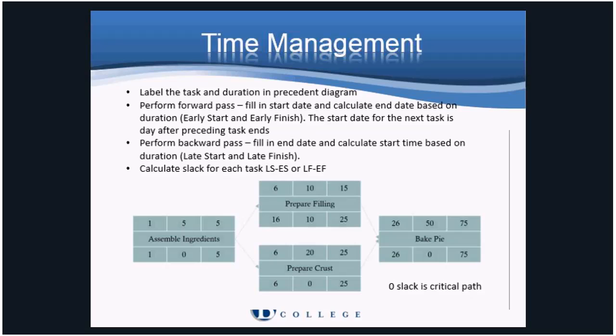We'll start with assemble ingredients and put our early start as 1 minute. If it takes 5 minutes to complete, it ends at minute 5. For the next 2 tasks, they can both be started in the next minute, so 6 goes in the top left box. Prepare filling takes 10 minutes, so it would be done at minute 15. Prepare crust takes 20 minutes, so it will be done at 25 minutes. Notice these jobs can be started at the same time, but the filling will be waiting around for the crust to finish. This is the slack time.